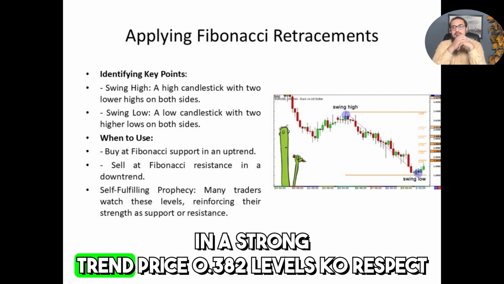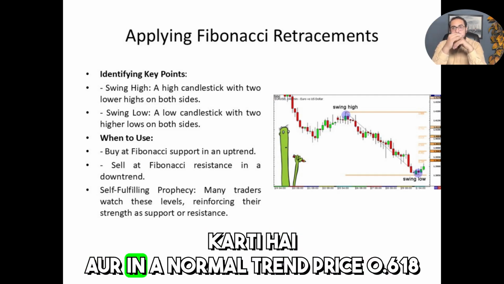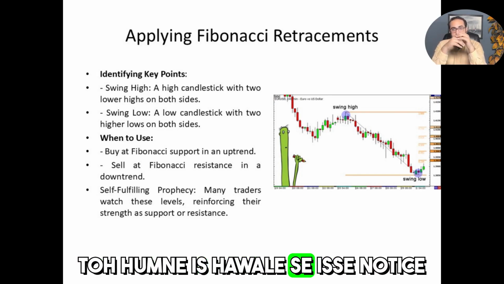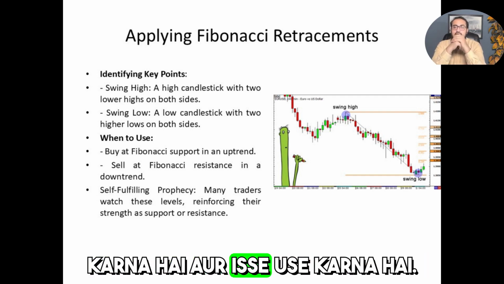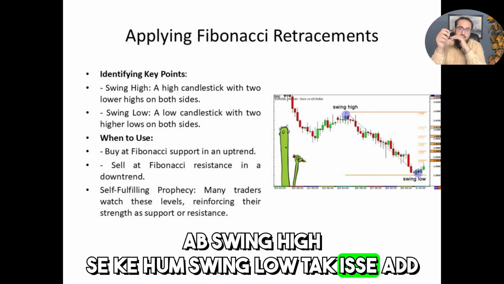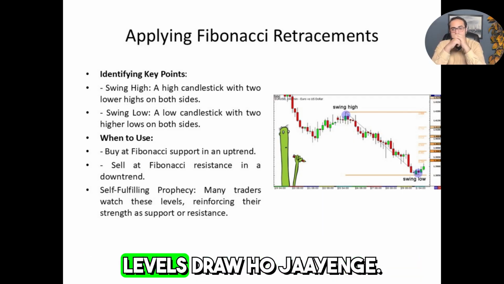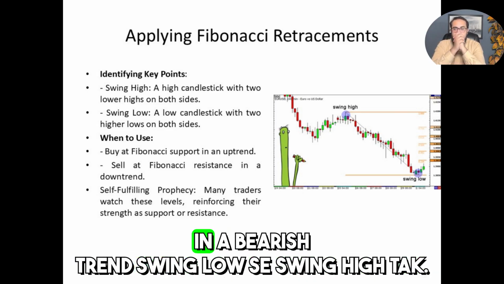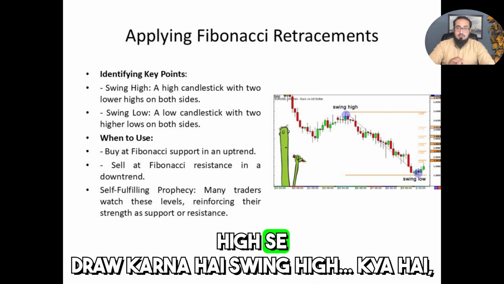In a strong trend, the price respects the 0.62 level, and in a normal trend, the price respects the 0.662 retracement level. So we need to notice this and use it accordingly. Now, how to identify it? From the swing high to the swing low, we will add it, and the Fibonacci levels will automatically be drawn. In a bullish trend we draw from swing low to swing high, and in a bearish trend we have to draw it from swing high.